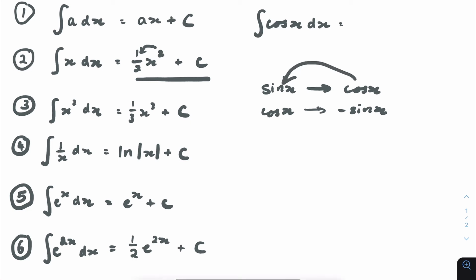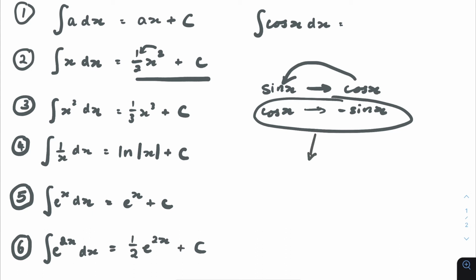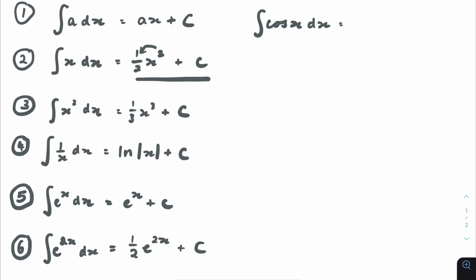And then, if you look at this equation over here, let me just circle it, we can rearrange it by dividing each side by -1, which would give us negative cos x becomes sine x, and then obviously we change the direction. So, by that logic, we've just answered 2 different rules. Cos x integrates to sine x plus c, and sine x integrates to negative cos x plus c.